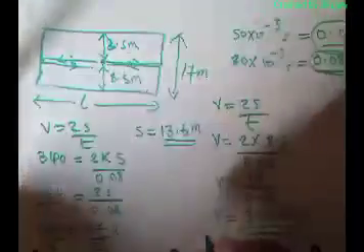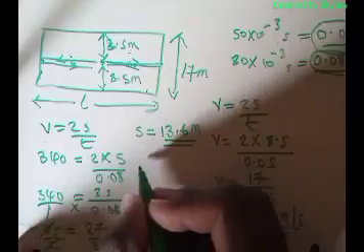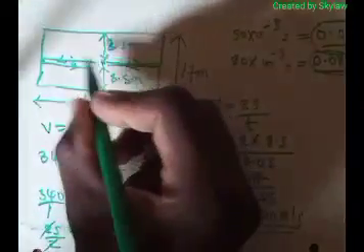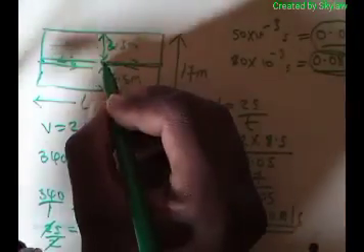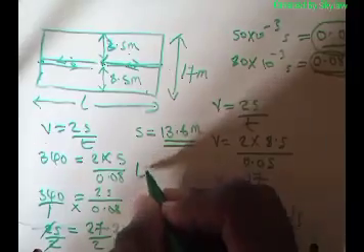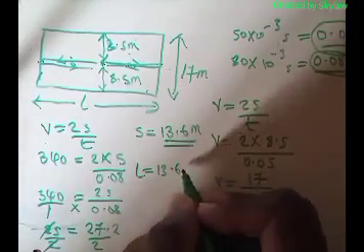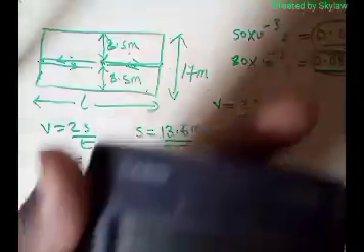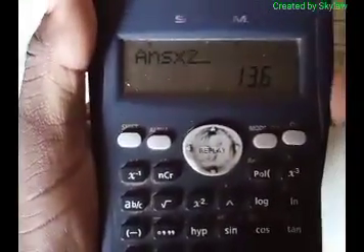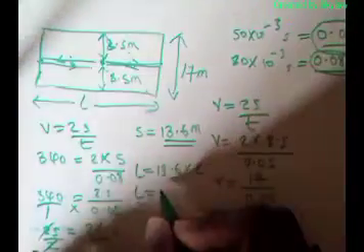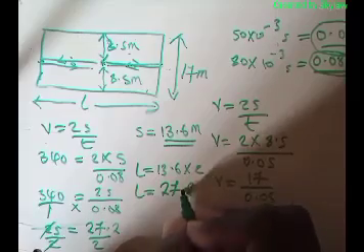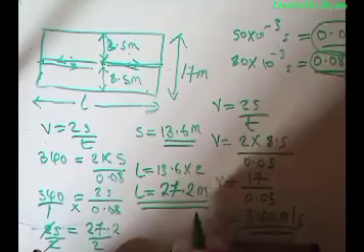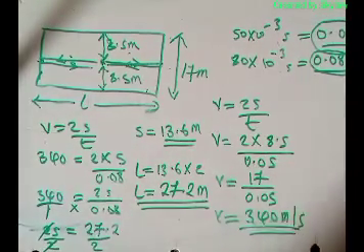So now we are asked to find the length. Length will simply be equal to that distance from there to there multiplied by 2, because the learner is at the center. So we'll say length is equal to 13.6 meters multiplied by 2. Length is equal to 27.2 meters. And that is the length of the hole.